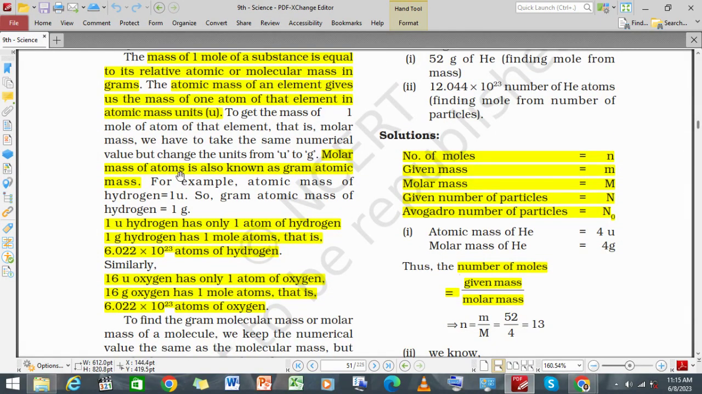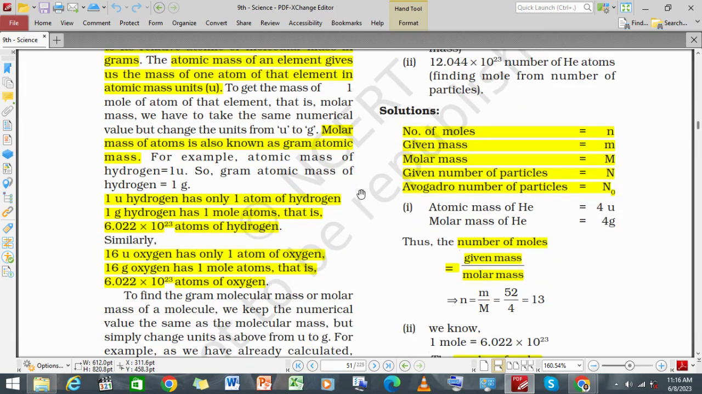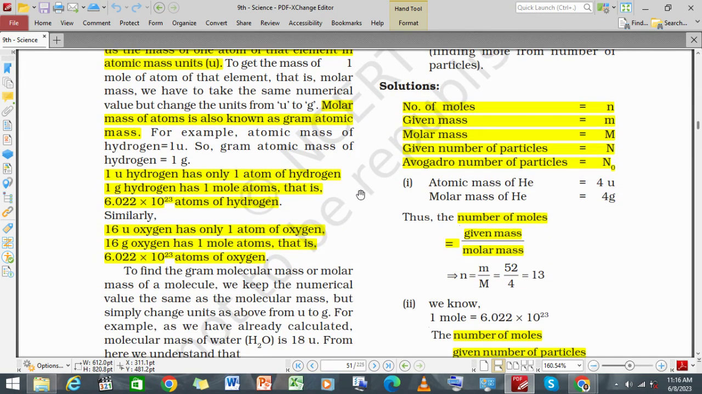The molar mass of an atom is known as the gram atomic mass. Here we have seen the atomic mass, the molecular mass, and here it is the gram atomic mass. It means the same thing, but we have converted it into grams. There is no difference. One u of hydrogen is one atom of hydrogen. 1 gram of hydrogen has 1 mole of atoms.